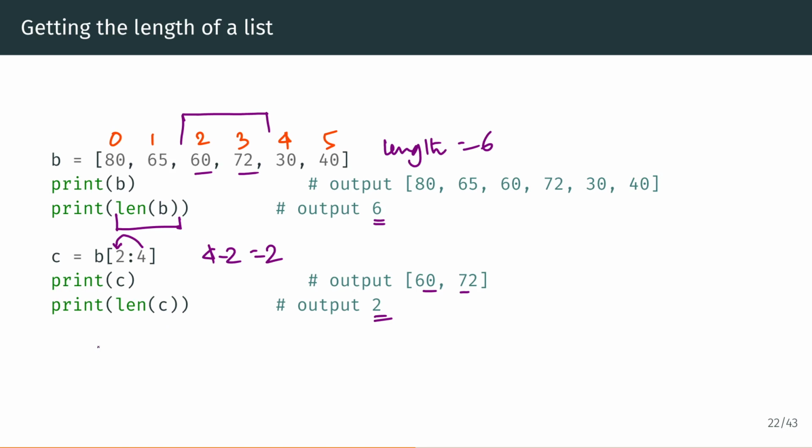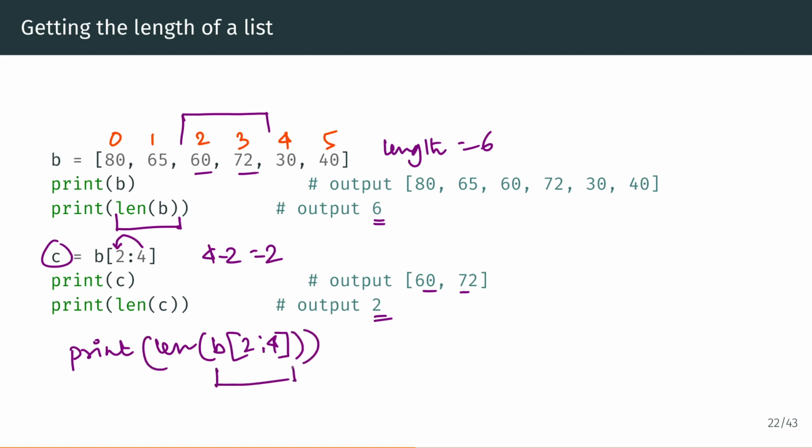By the way, you can also do things like this. Instead of saving this sublist in C, you can also say print len of B[2:4], and it will give you the same result. Because although it's a sublist notation, it is still a list in its own right. So it will give you the same result.